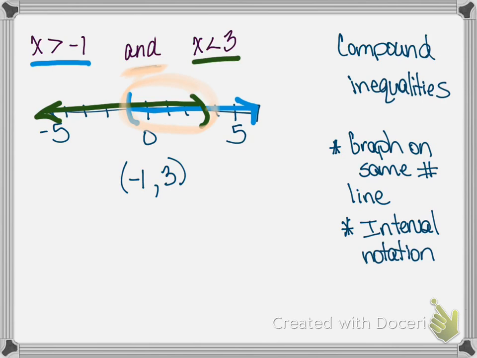Is negative 1 included? No. Why? Because it's not a bracket. Okay? It's not x is greater than or equal to negative 1. It's just x is greater than negative 1. So negative 1 is not included. Same for positive 3. Positive 3 is not included.